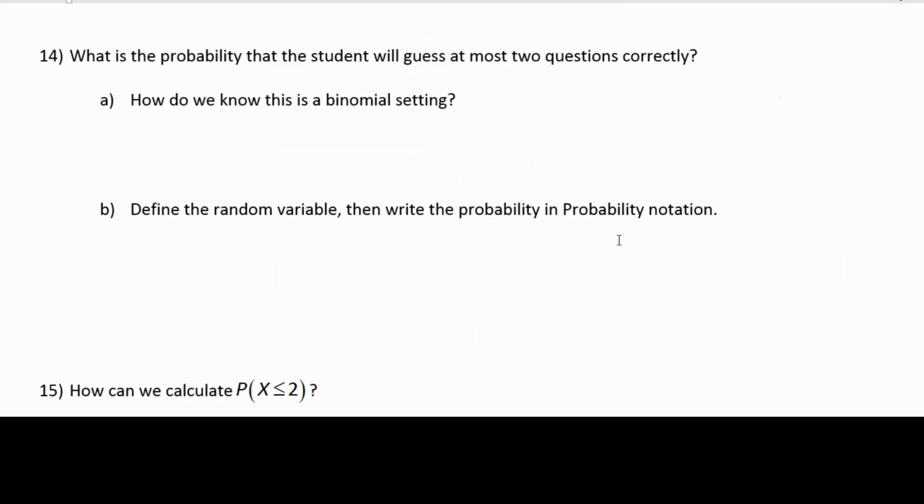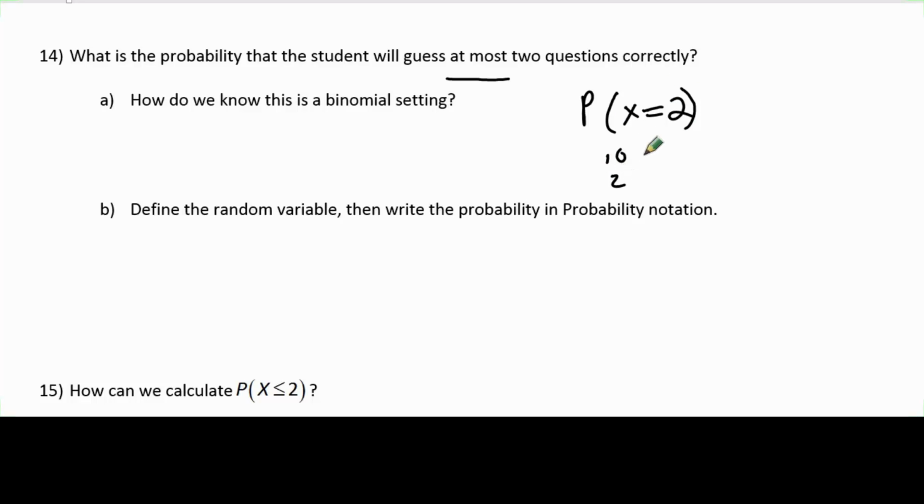Alright, what I'm going to leave you with today is to try to think about this question, number 14. What's the probability that a student will guess at most 2 questions correctly? So this at most is a much trickier question. So the probability that you get 2, that's what we've been talking about so far.